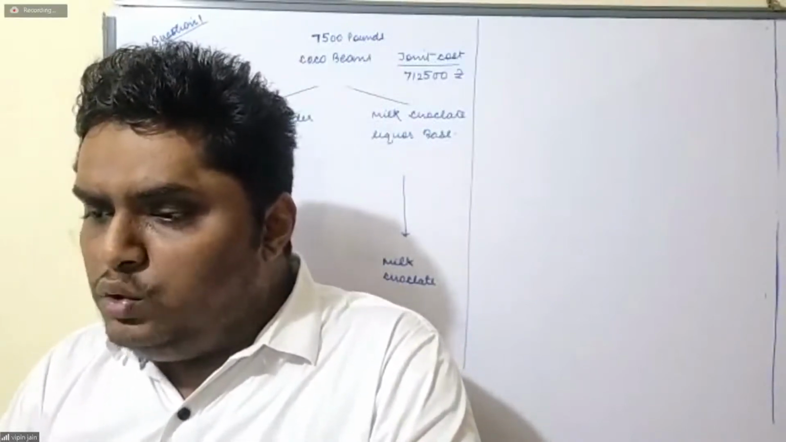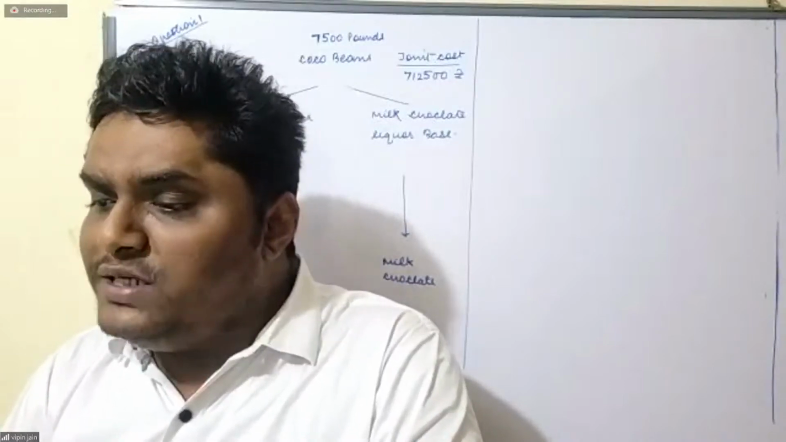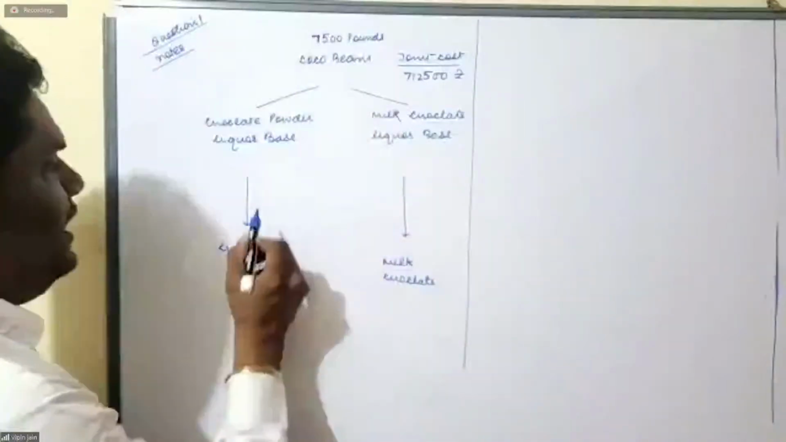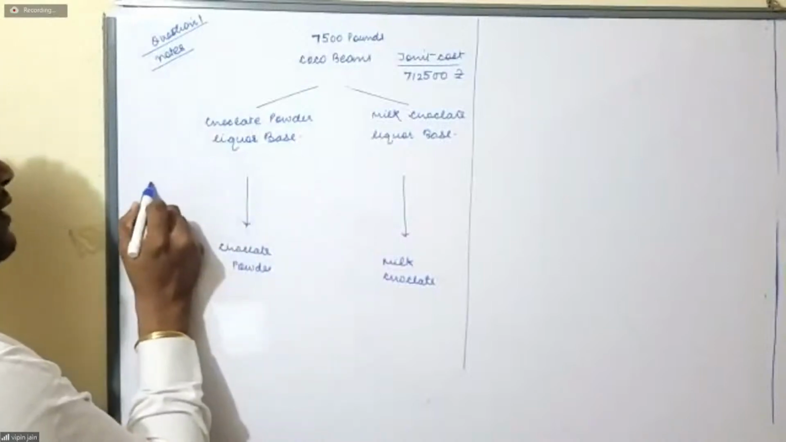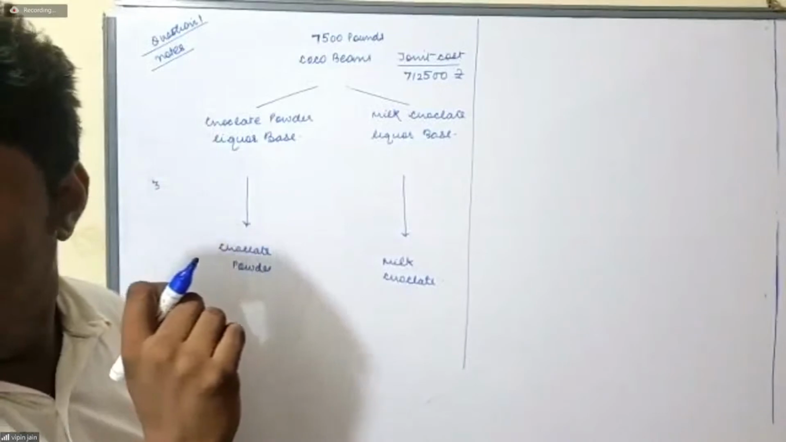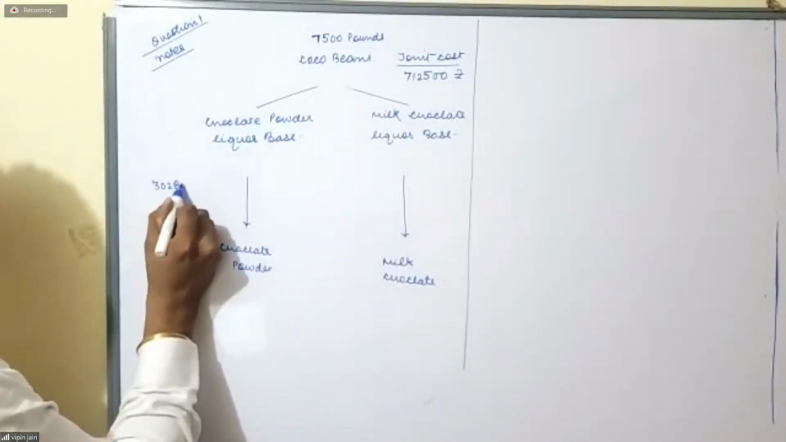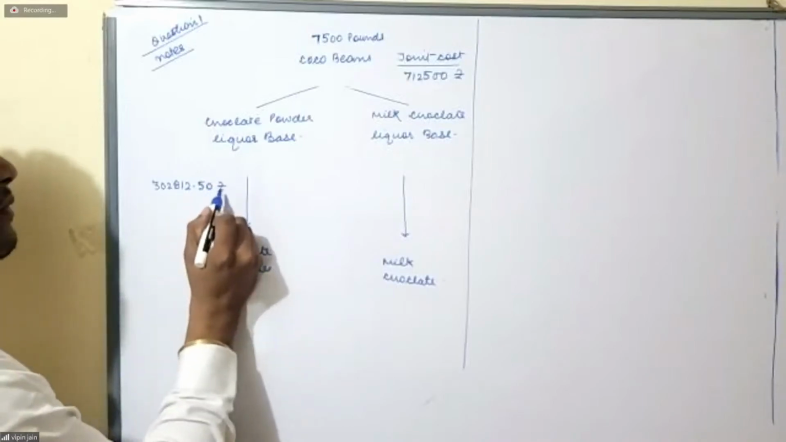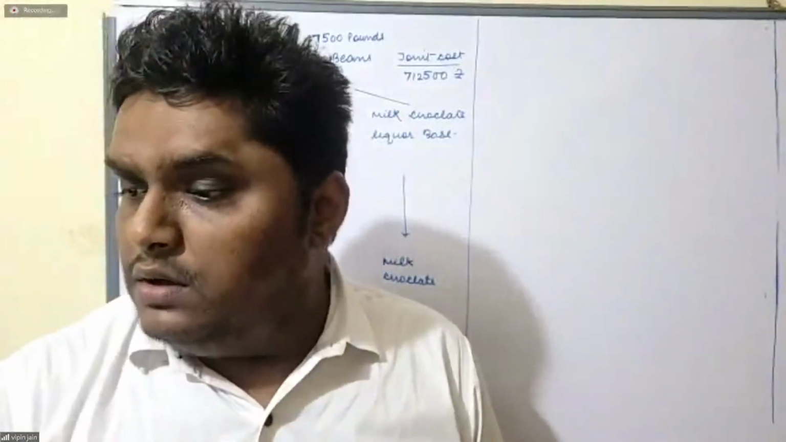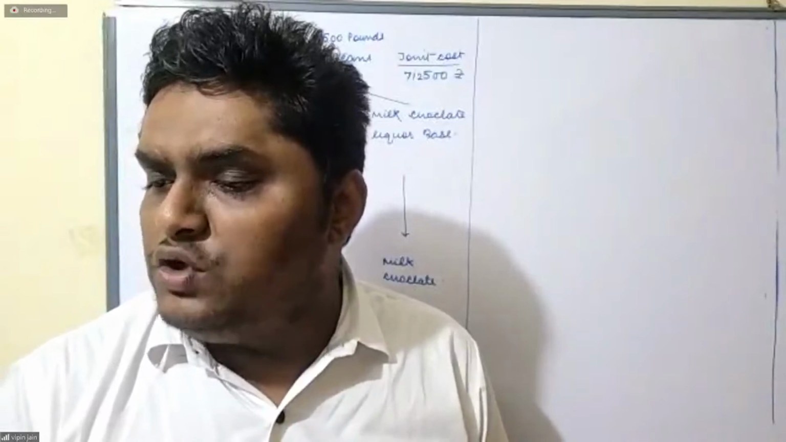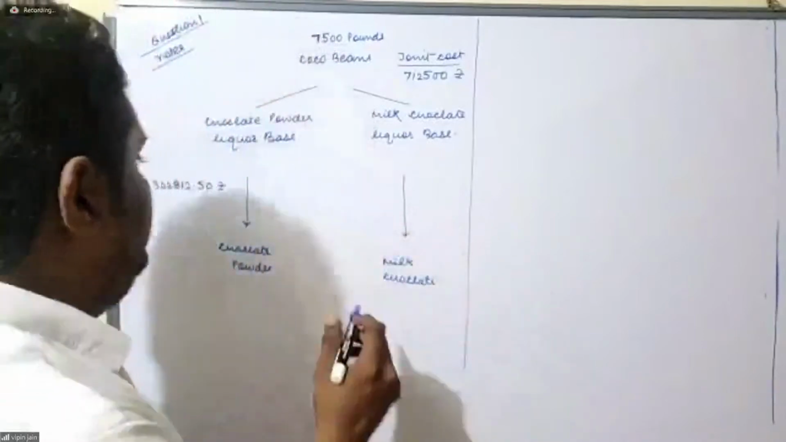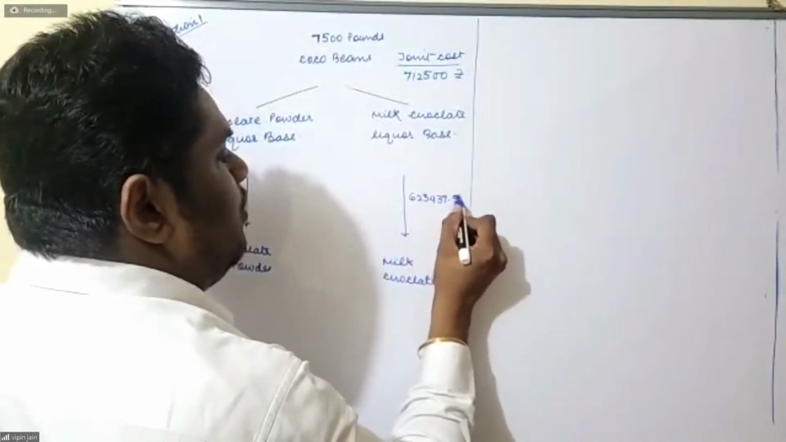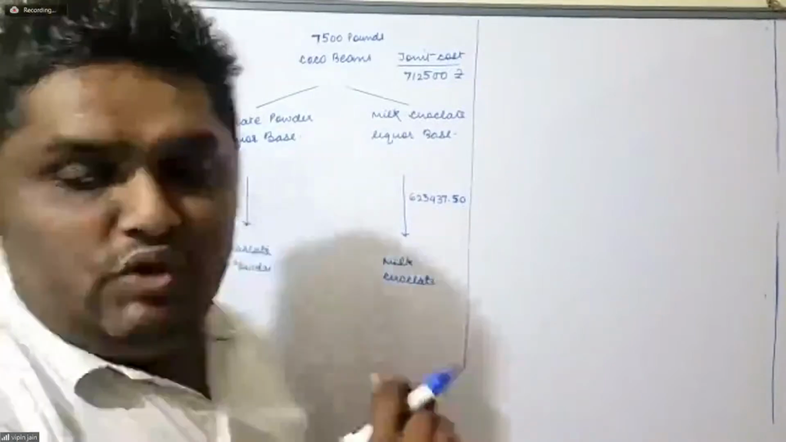Further, in October 2013, the separable cost of processing chocolate powder liquor into chocolate powder is ₹3,02,812.50. So herein the further processing cost is given. And the separable cost of processing milk chocolate liquor base into milk chocolate is ₹6,23,437.50. So the further processing cost is given.